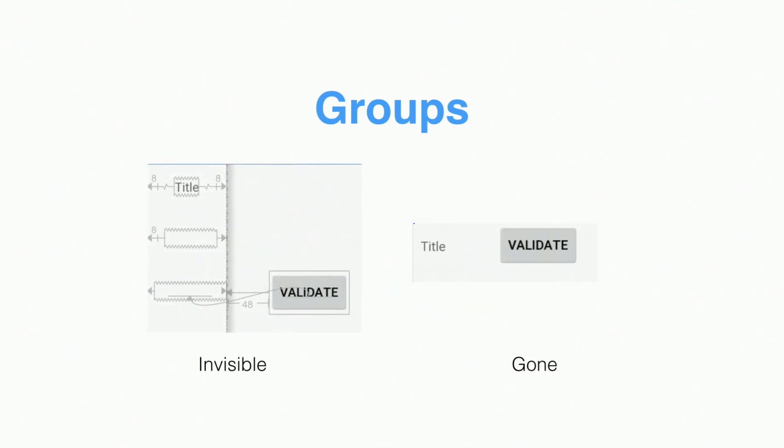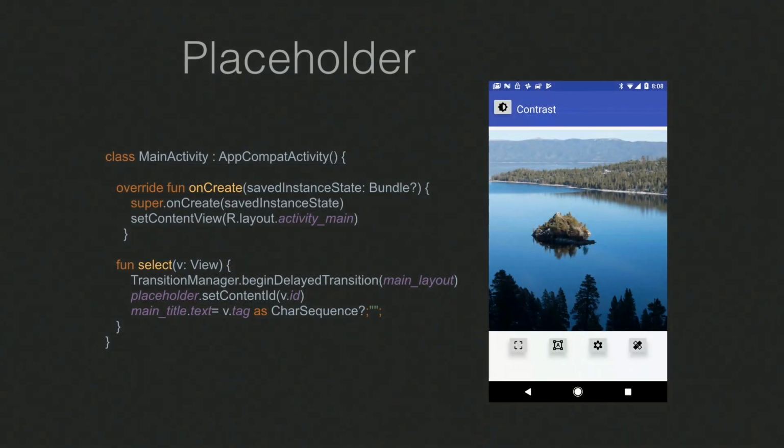If I set invisible into that group, they will all be marked as invisible as well. If I mark them as gone, they get gone, but the layout will overflow. And the final stuff we did add was this placeholder concept, where essentially you can have a placeholder at a specific position in your layout that you just manipulate like a normal view. And that allows you to set the content of that placeholder.